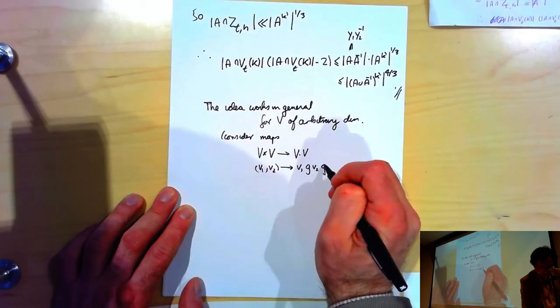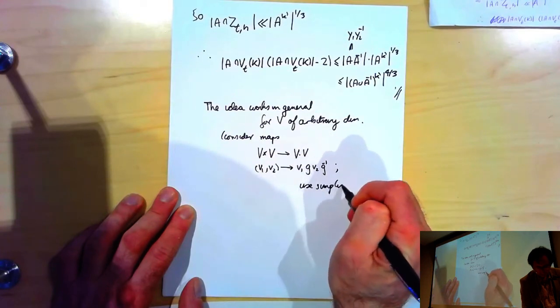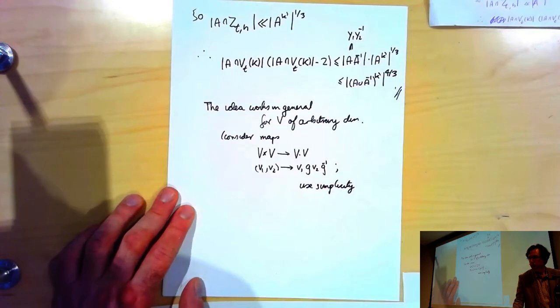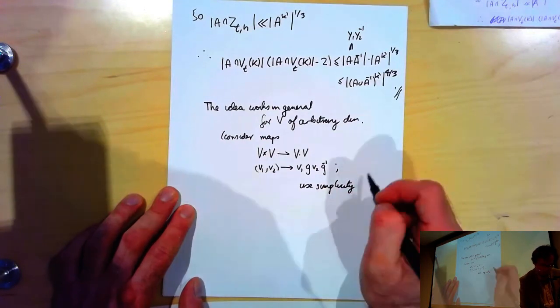And again, by the simplicity, you are always going to be able to pass to a lower dimension, just like here. You reduce the problem to proving this sort of bound for V of lower dimension. In this case, dimension 1.